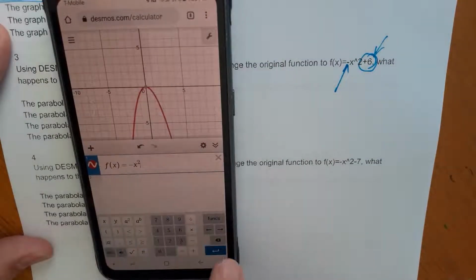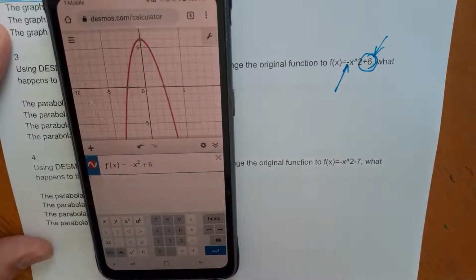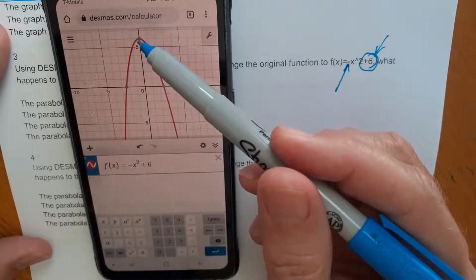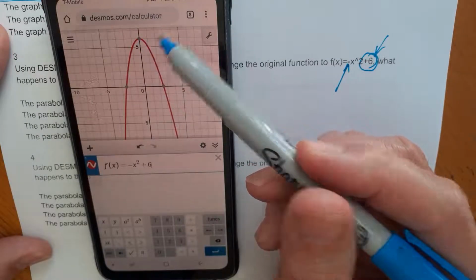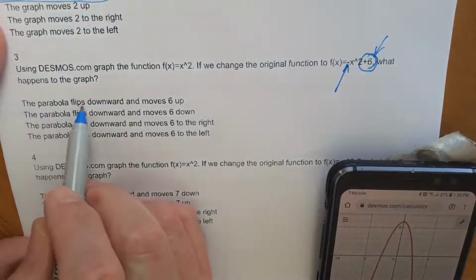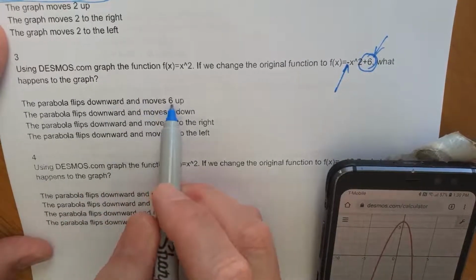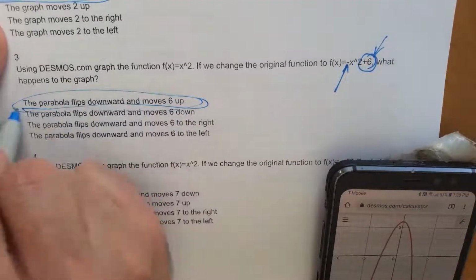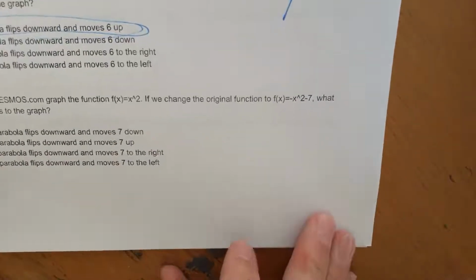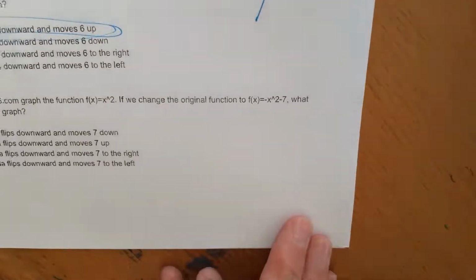Add the 6 in on this one, plus 6. Look at that. It moves it up 6 to where it's now crossing the y-axis at 6. So the parabola flips downward, ding, and moves up 6. Pretty cool, right? Because I'm starting to get the hang of this. Now I see what's happening.